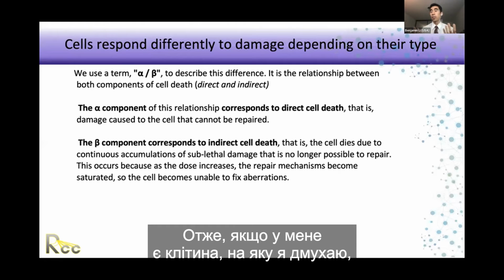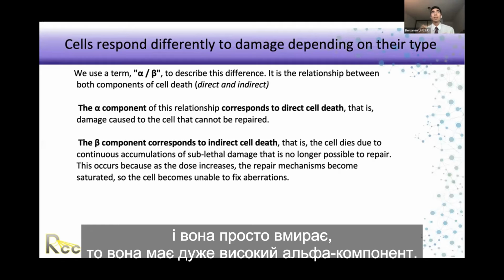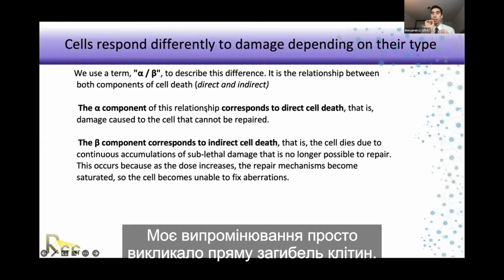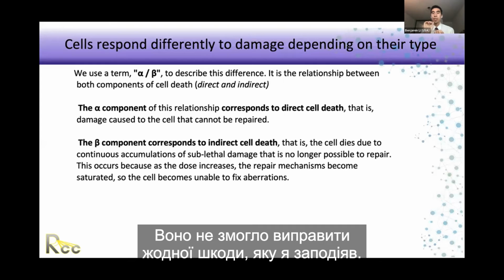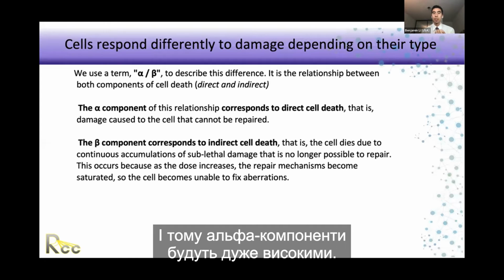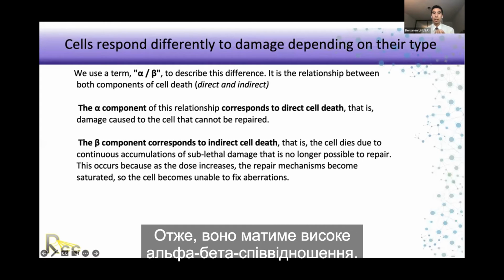So if I have a cell that if I blow on it and it just dies, that has a very high alpha component. My radiation just caused direct cell death. It was not able to repair any of the damage that I caused. And so the alpha component is going to be very high. So it's going to have a high alpha beta ratio.